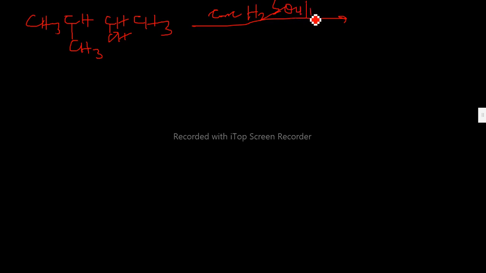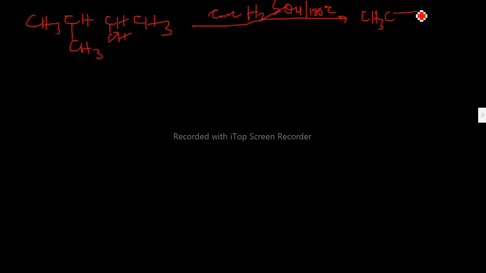heated at 180 degrees Celsius. And this should be your major product, which is CH3, and then C double bond, sorry for that. So it should be a double bond.